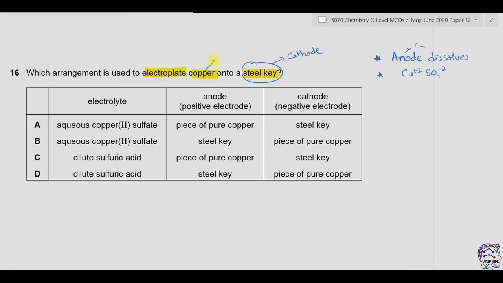So we have copper as anode and key as cathode. Let's move towards the options. The electrolyte must be of copper, so it is aqueous copper sulfate, this is correct. The anode must be made of pure copper, so it is correct. And the cathode must be the steel key, so it is also correct. So therefore the option is A.